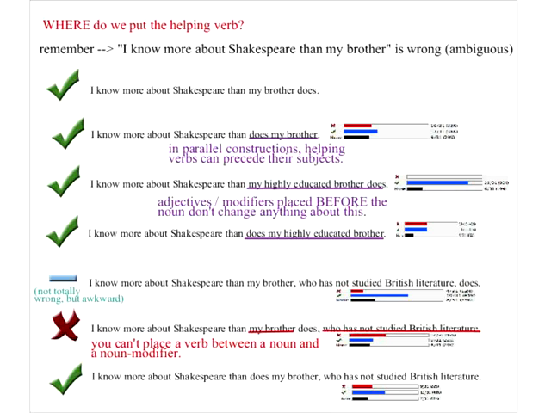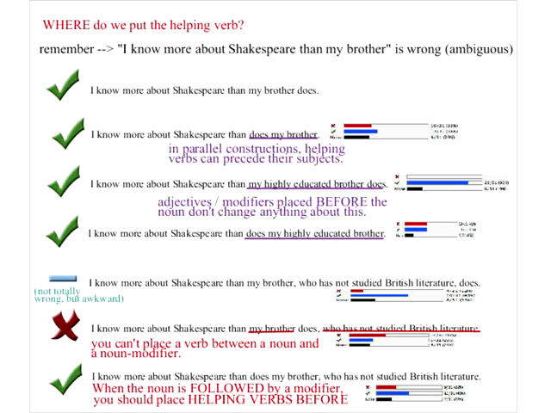Now here's the deal. When the noun is followed by a modifier, you just move that verb out of the way. When the noun is followed by a modifier, you should place helping verbs before the noun and modifier. It's considered awkward if you don't.